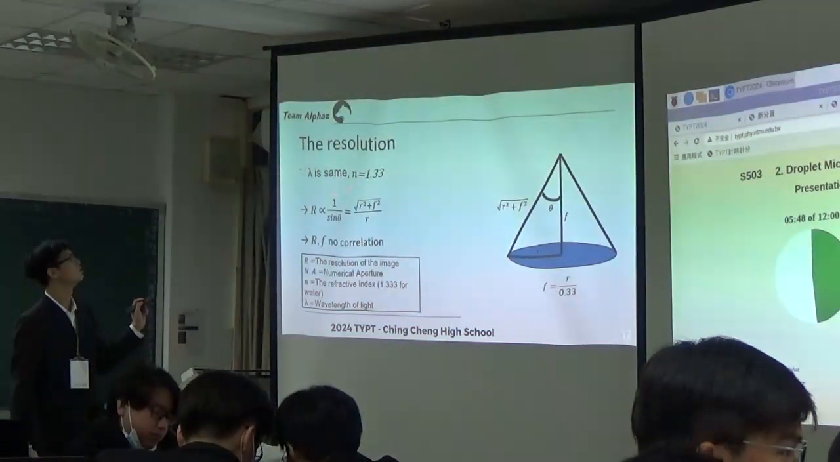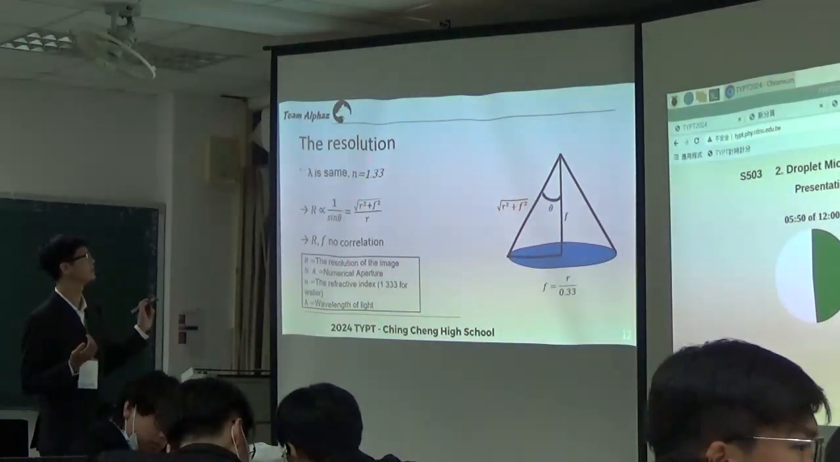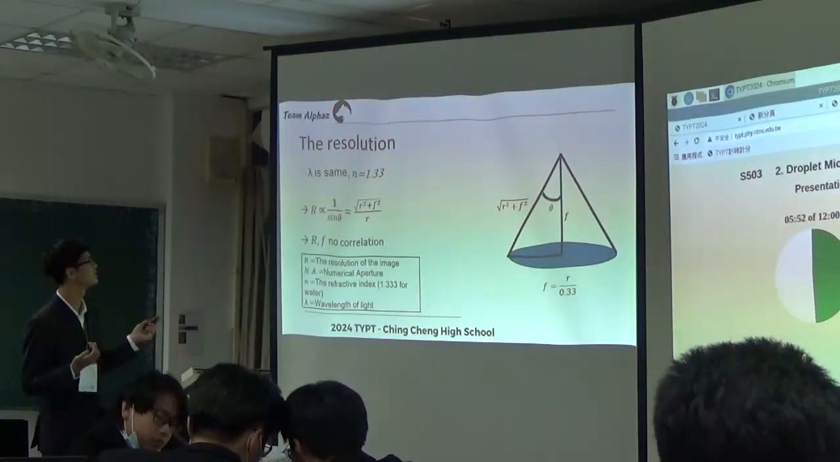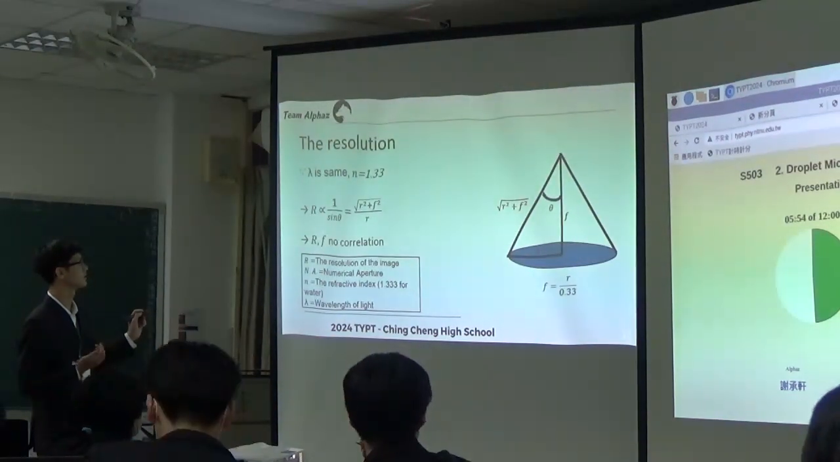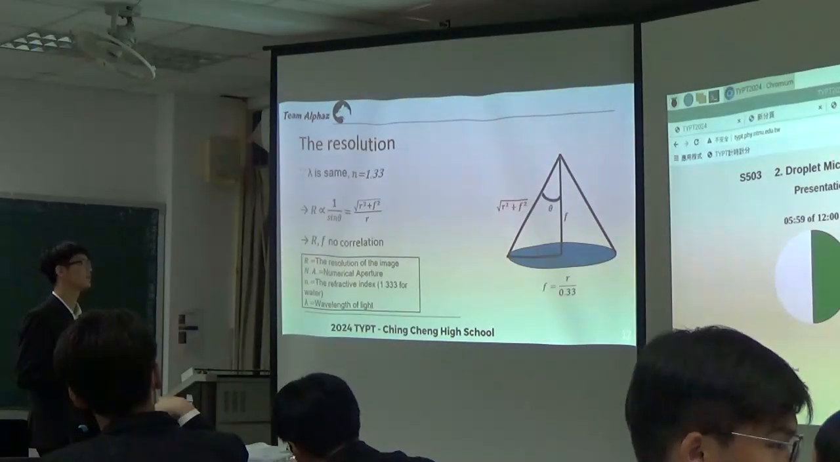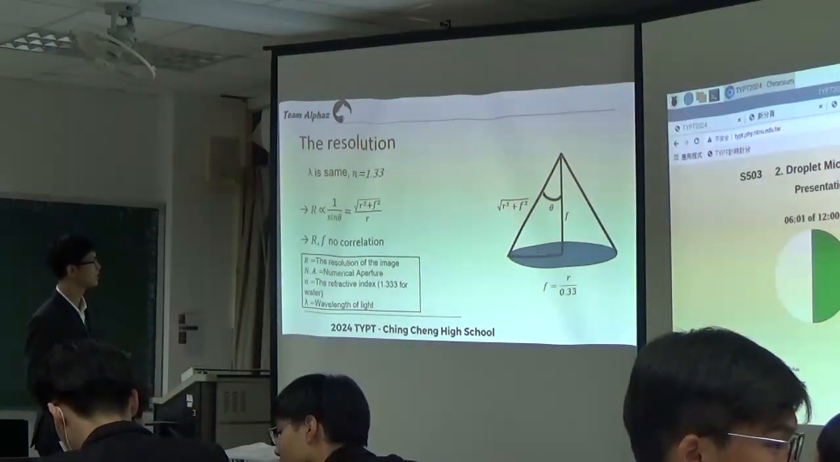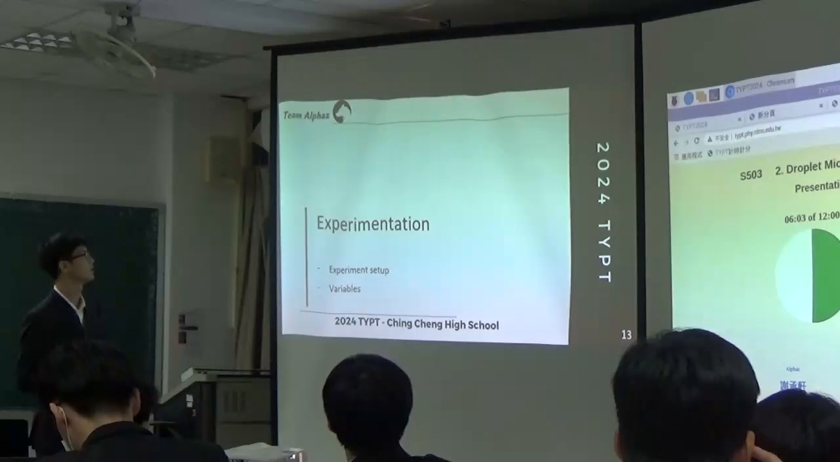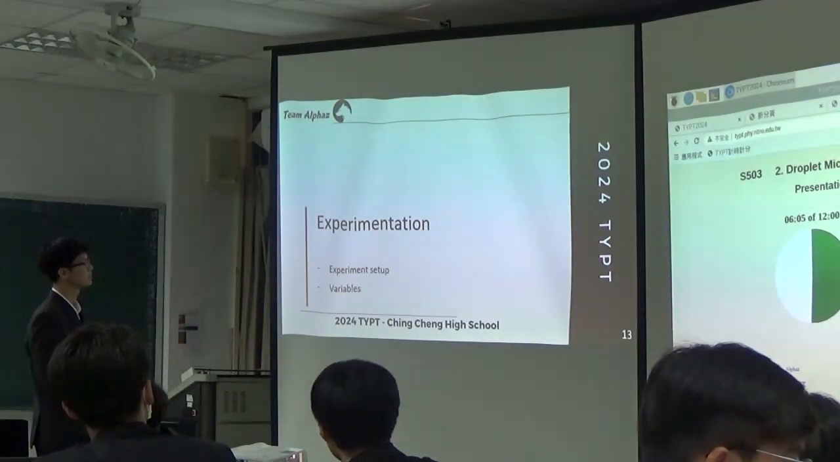Okay. Because lambda is the same and n is 1.33, we put it into the lens equation. We discover R and f have no correlation. So it's an experimentation.